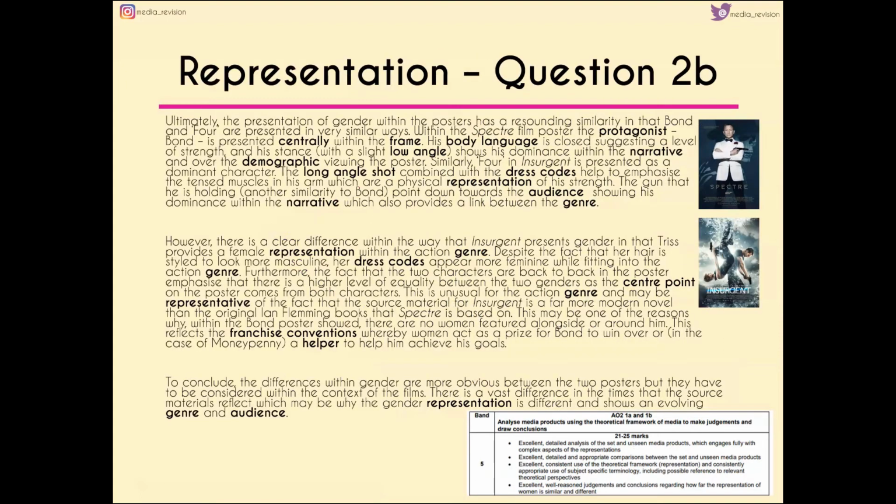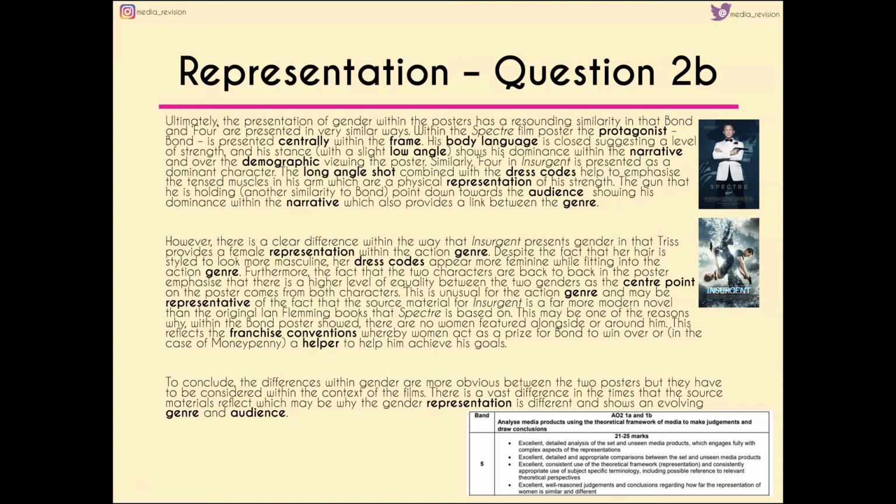So, representation. Ultimately, the presentation of gender within the posters has a resounding similarity in that Bond and 4 are presented in very similar ways. Within the Spectre film poster, the protagonist, Bond, is presented centrally within the frame. His body language is closed, suggesting a level of strength, and his stance, with a slight low angle, shows his dominance with the narrative and over the demographic viewing the poster.